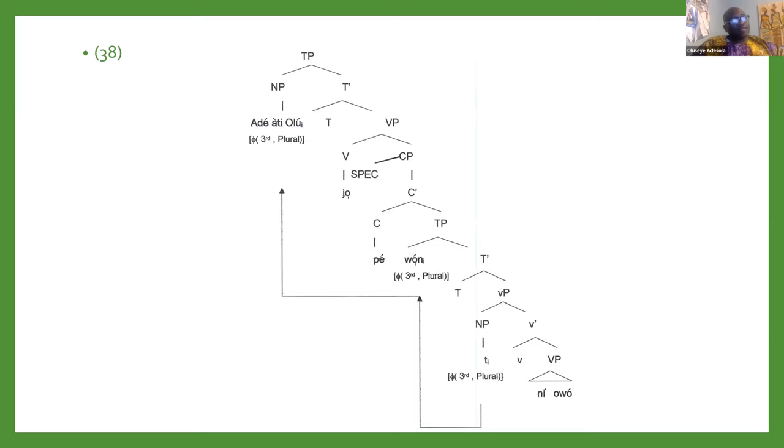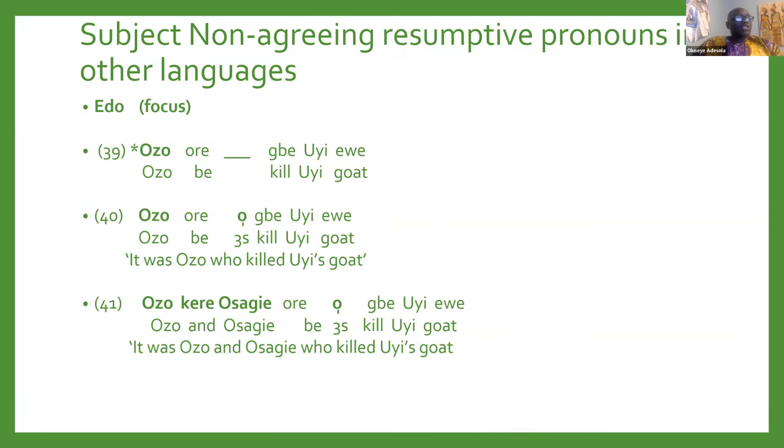Now, the derivation for that will go as in 38, in which case it moves from spec vP, little vP, to spec TP, and then goes to spec TP of the higher clause. So what I'm going to do briefly now before I conclude the presentation is give you examples of other languages in which non-agree resumptive pronouns are used. And then we'll see if you can see a predictable pattern between them and what is applicable in Yoruba.